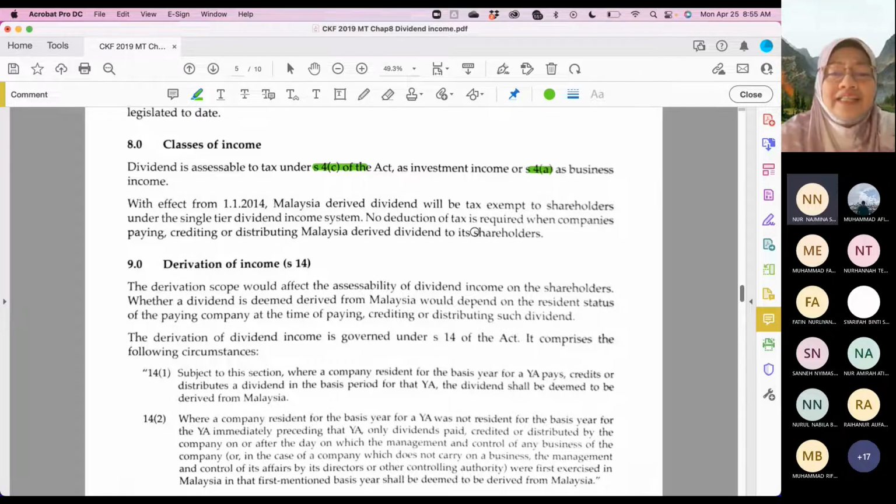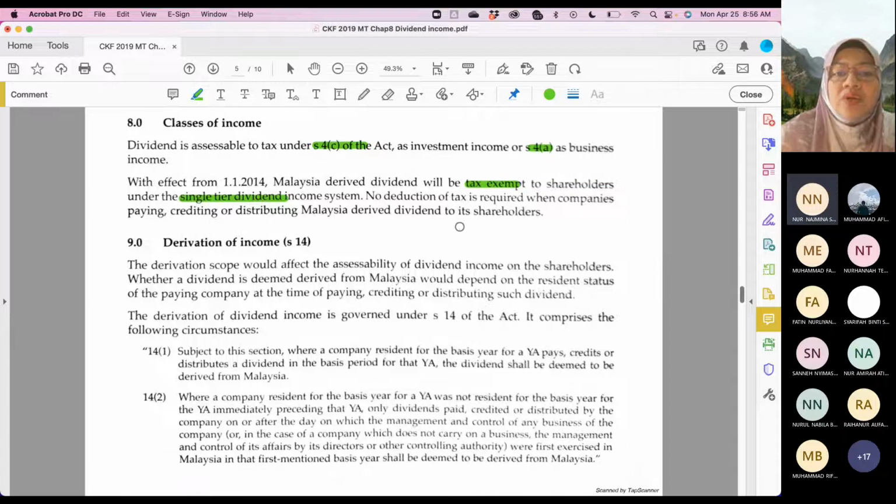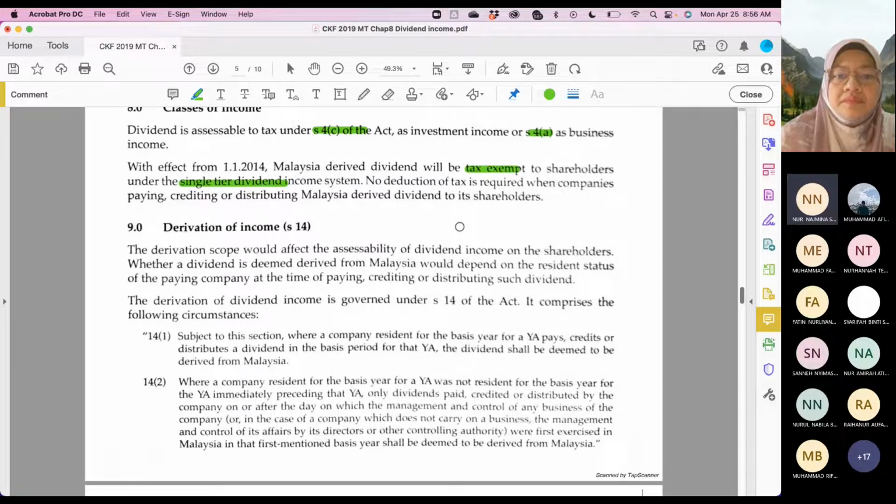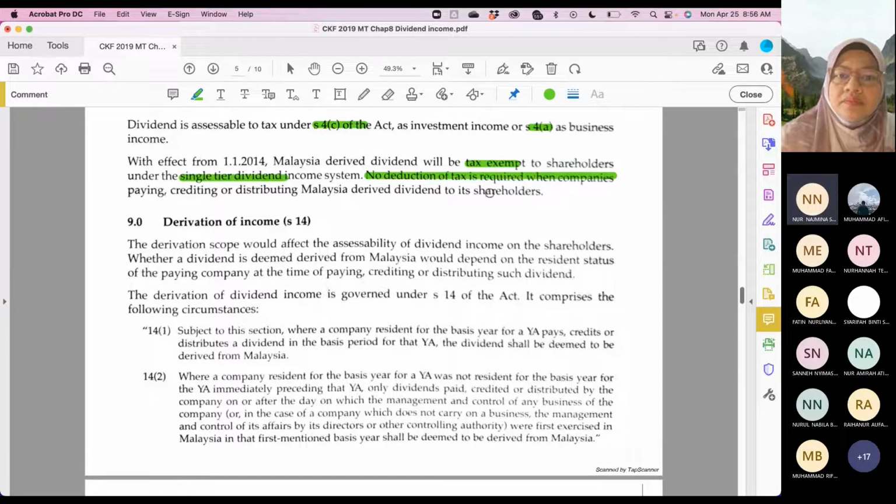Again, it keeps on mentioning that the income is tax exempt under the single tier system. For those who attended my class, I will always explain it's actually not exempted. What it means here is that no deduction of tax is required when companies pay, credit or distribute Malaysia derived dividend to its shareholders. Now let's look back.